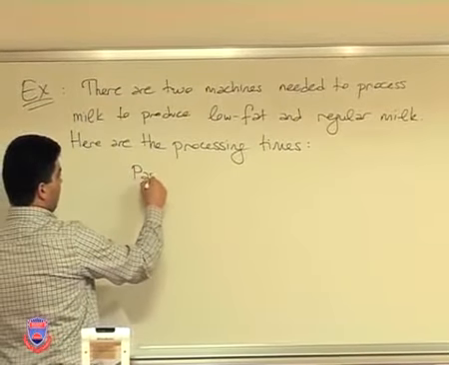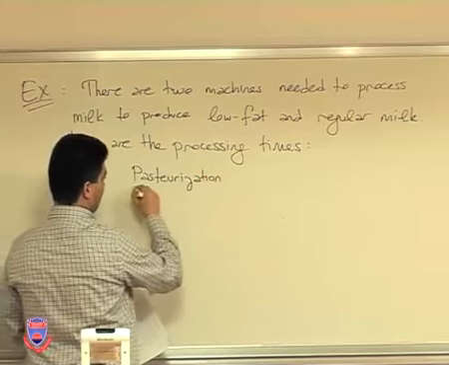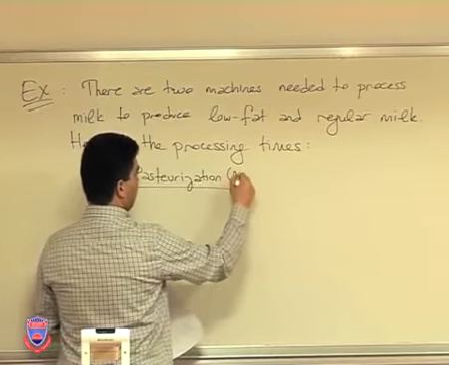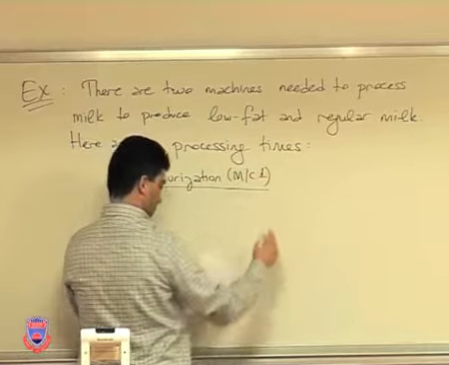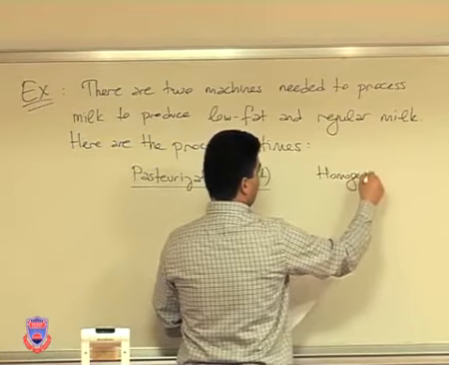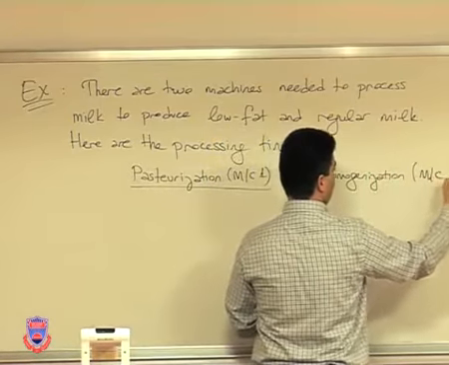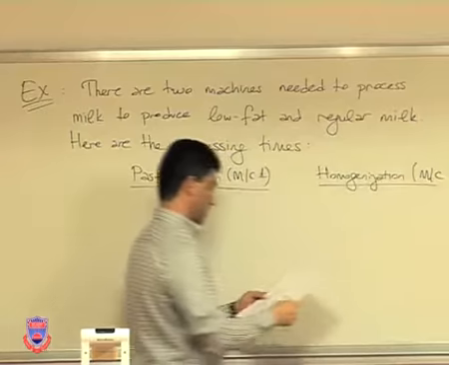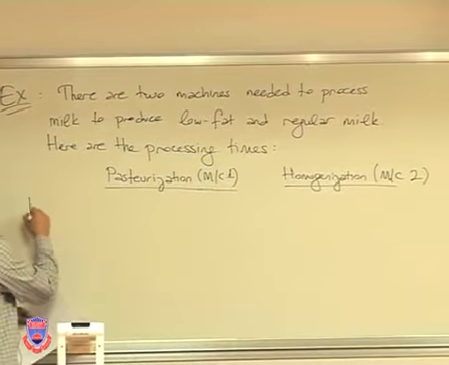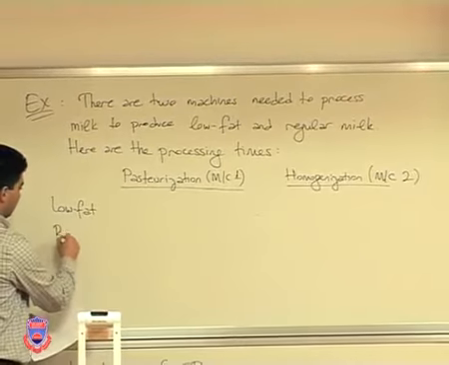So the first machine is for pasteurization. Let's call this machine 1. And the second one is for homogenization. Okay, so let's call this machine 2. And then I'm going to give you the following table. So I have low-fat milk, and I have regular milk.